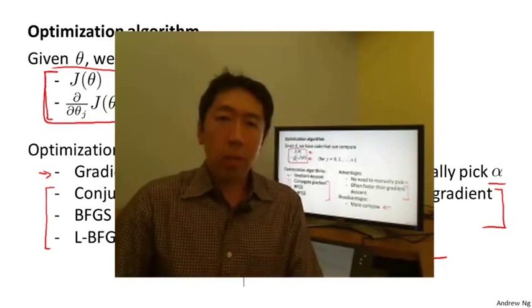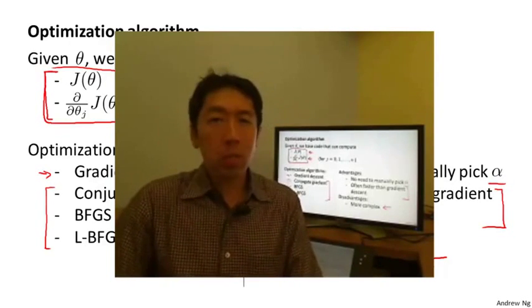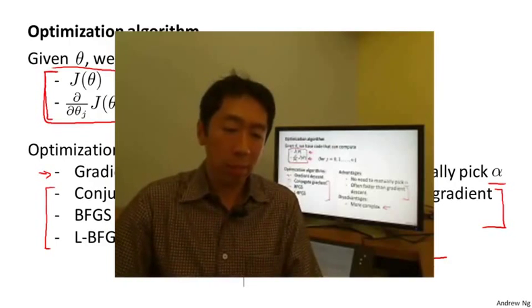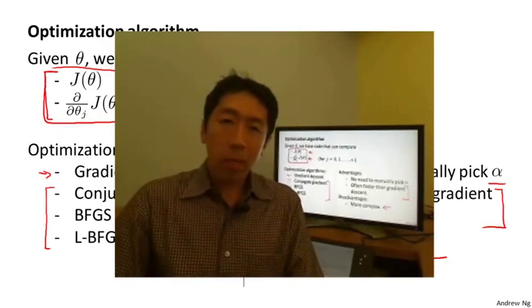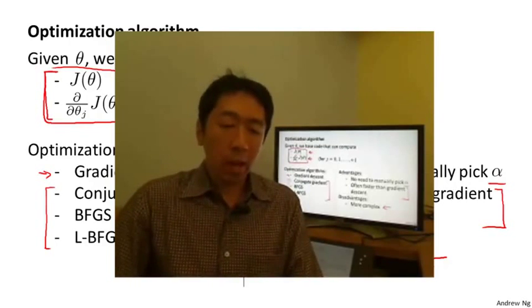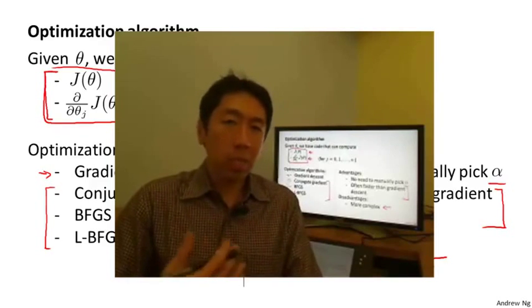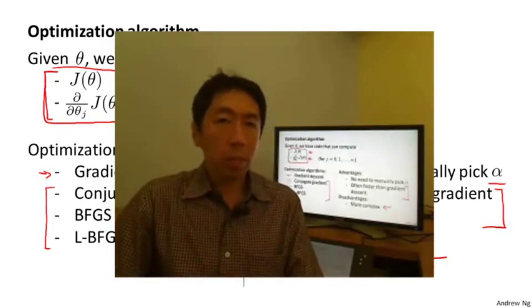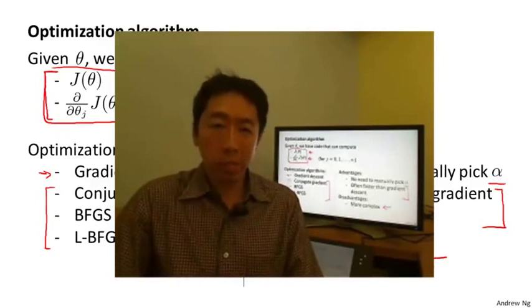For these algorithms also, what I would recommend you do is just use a software library. To take a square root, what all of us do is use some function that someone else has written to compute the square roots of our numbers. And fortunately, Octave and the closely related language MATLAB have a pretty reasonable library implementing some of these advanced optimization algorithms. So if you just use the built-in library, you get pretty good results.